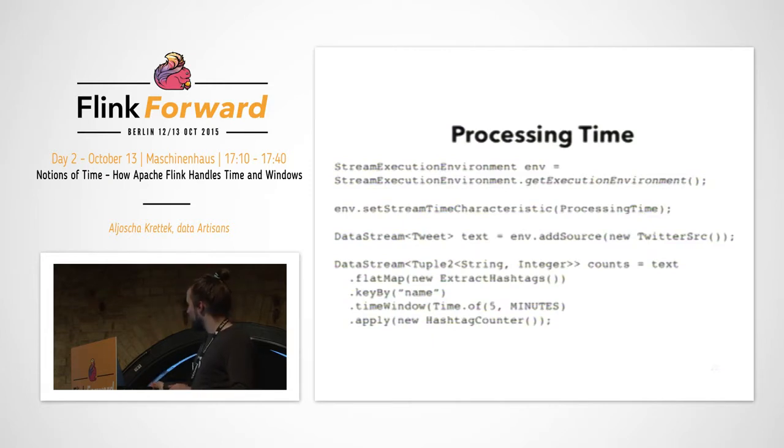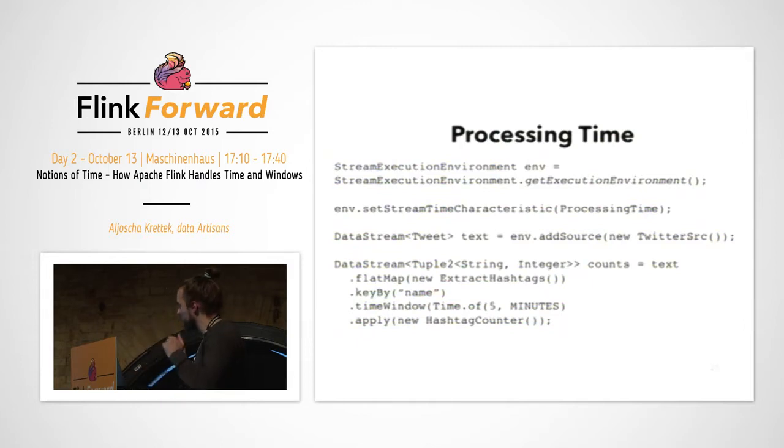Then we have some operations. This one extracts the hashtag. Then we group the elements by the name of this hashtag. It's basically a word count for hashtags. Then we say we want a time window of 5 minutes. And then to this we apply a window function, which in our case is a hashtag counter, which counts these hashtags in this window of 5 minutes.